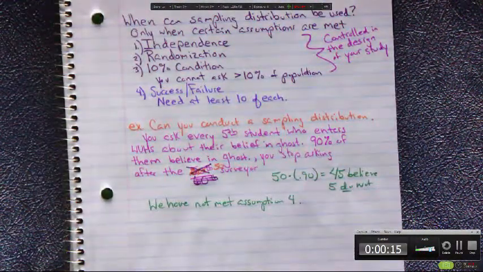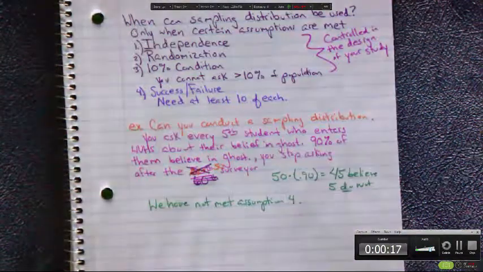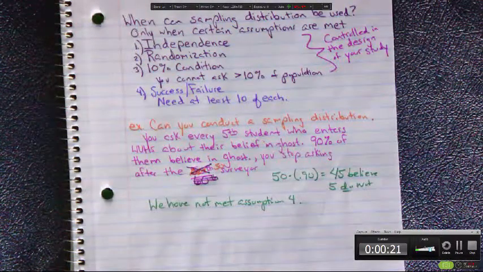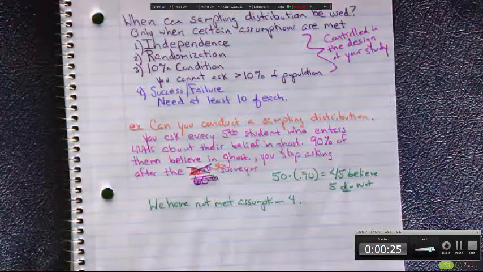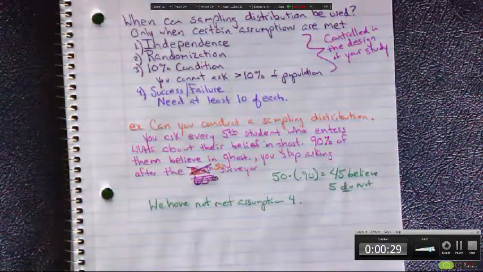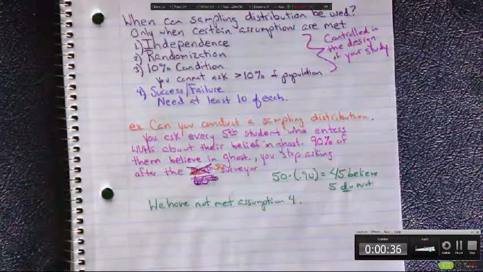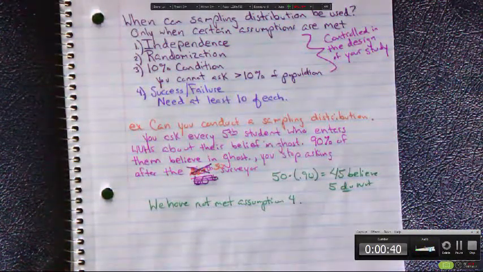Yesterday we went over when a sampling distribution can be used. I gave an example: you ask every 5th student who enters Western High School about their belief in ghosts, and 90% of them believe. You stopped asking. Can you conduct a sampling distribution? Can you consider this an accurate survey? Independence and randomization is met by the fact that you ask every 5th student. We did not ask more than 10% of the population by asking 50 people.